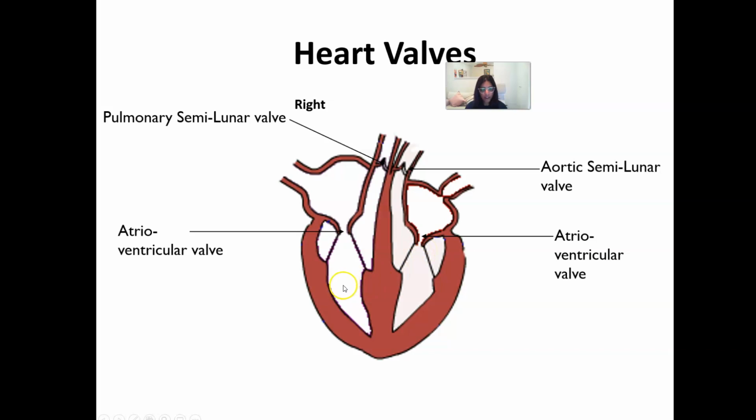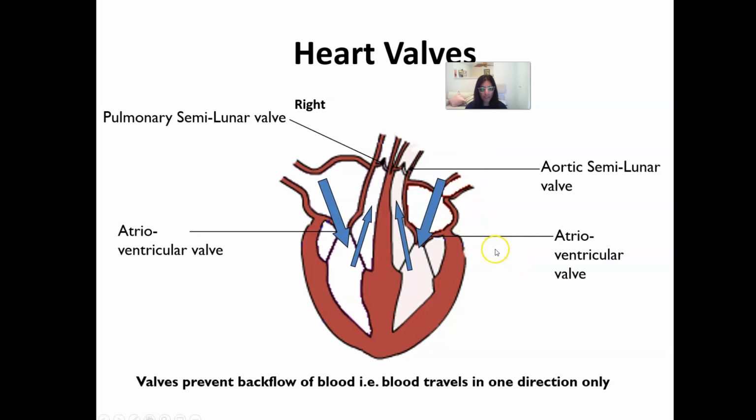Leaving the heart from the right and left ventricles, we move out through an artery. So this is going out through the pulmonary artery to the lungs, and this valve here is called the pulmonary semilunar valve. This valve here is found at the start of the aorta, so it's called the aortic semilunar valve. Now, a really important function of valves is that they prevent the backflow of blood. So blood can only flow in the direction shown by the arrows, it cannot go backwards, and that's a really important function of valves in the heart.